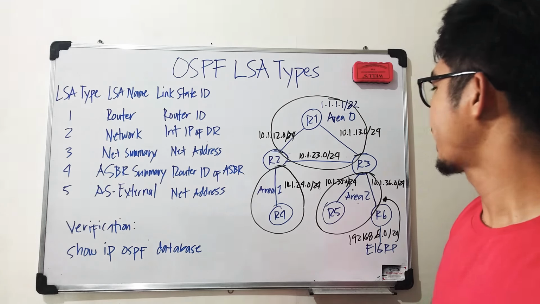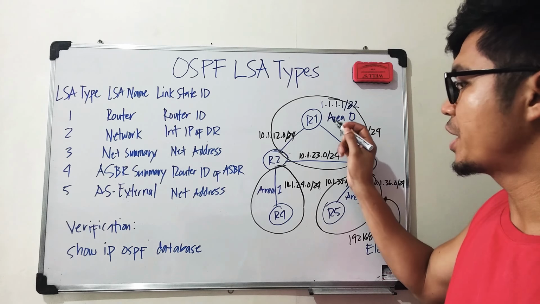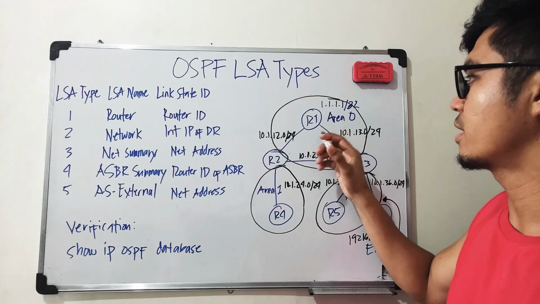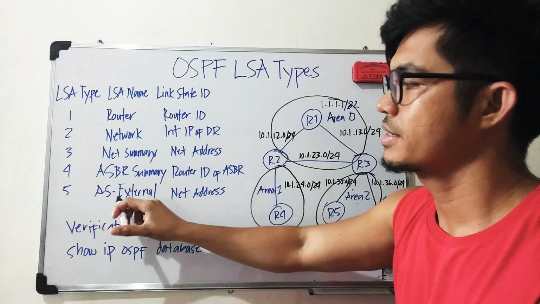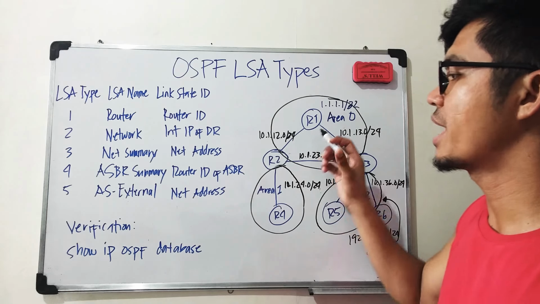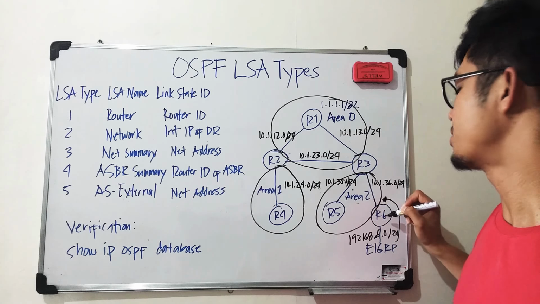So like I said, if you do a show IP OSPF database on R1, you will see that the AS external LSAs are being advertised by the ASBR.